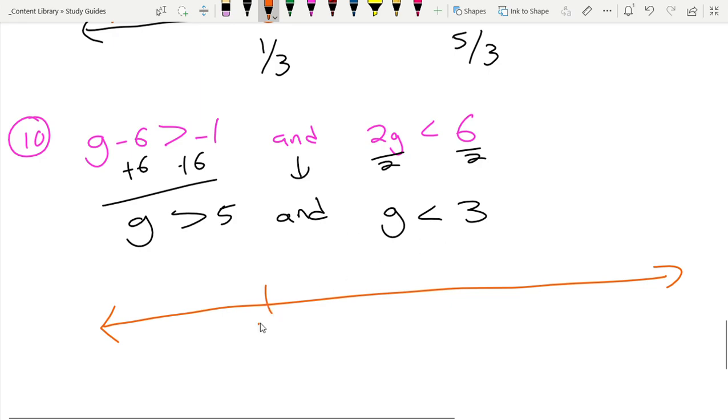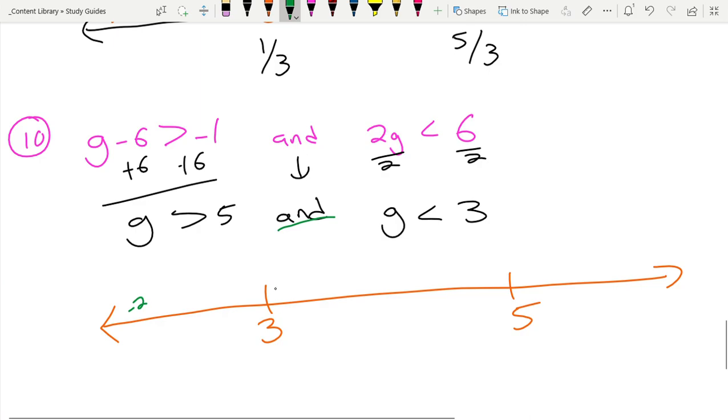3 is the smallest number, so we plug it in first, then 5. Now we check these different sections. So a number to the left of 3 could be -2. Is -2 bigger than 5? No, it is not. And since this is an AND statement, I automatically don't even check the other one because it has to work in both.